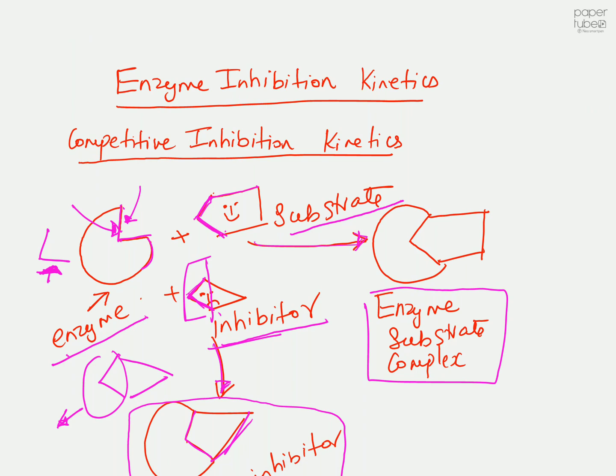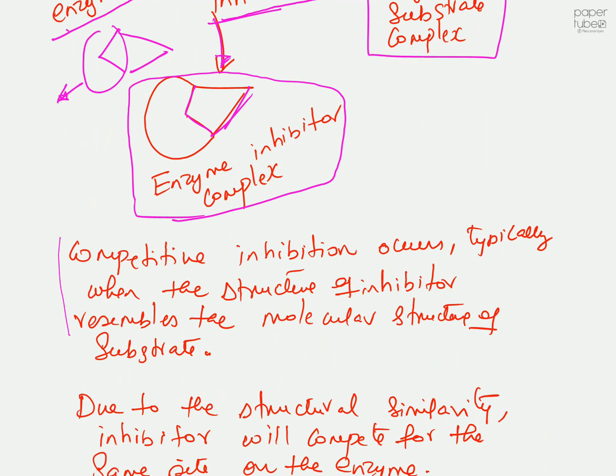Then there is something that you should remember. Just by looking at the diagram, you can make this type of statement. Competitive inhibition typically occurs when the structure of your inhibitor resembles the molecular structure of the substrate. So this is a must condition. Only then can they compete for the same binding pockets or binding sites on the enzyme. This is something that you have to remember.